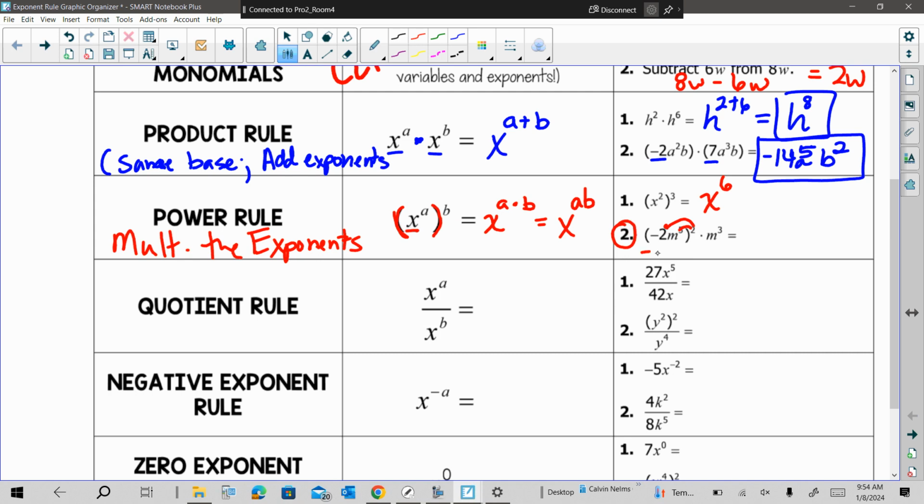So I'm just going to rewrite this. This is saying -2, now with the power 2, and m with the power of 10. Because I said 2 times 5. Oh, okay. Sorry, I'm going to fix my distributing.